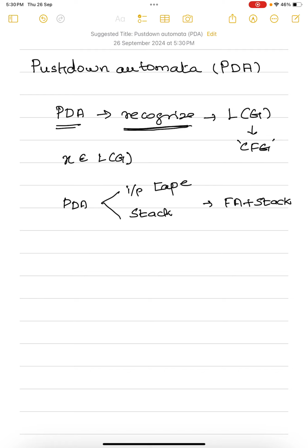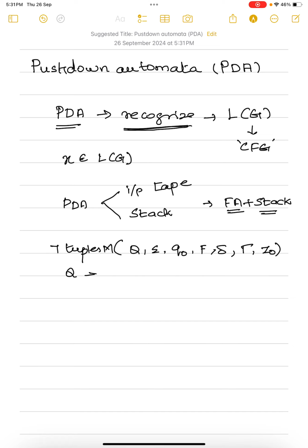So let me define pushdown automata. Pushdown automata can be defined with the help of 7 tuples. We'll use the letter M to define pushdown automata: Q, sigma, Q naught, F, delta. These terms are not new for us. These are the terms used to refer to finite automata. And additionally, we have a stack data structure in pushdown automata. So we will have two more terms, gamma and Z naught.